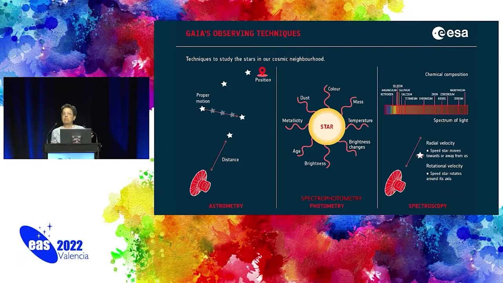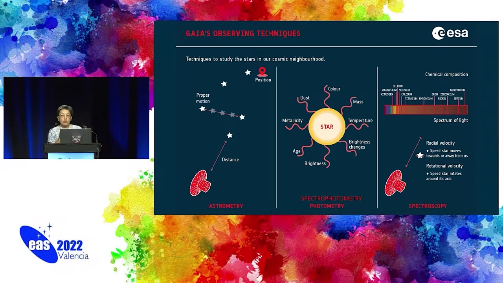On board Gaia, we have the astrometry, where we determine the positions on the sky. Looking at the same star repeatedly at different times, we can see how the position changes, and this allows us to derive proper motions and also parallaxes. Then we have the photometry.